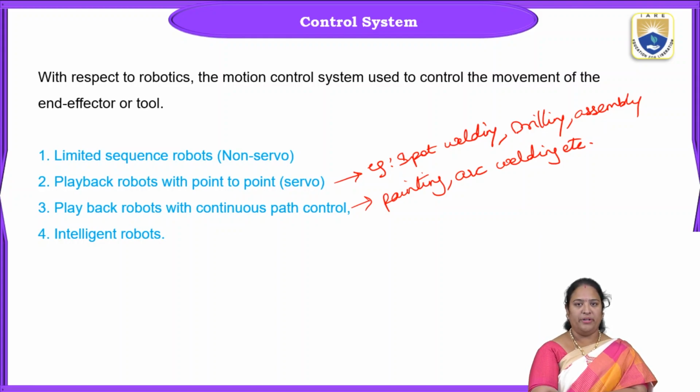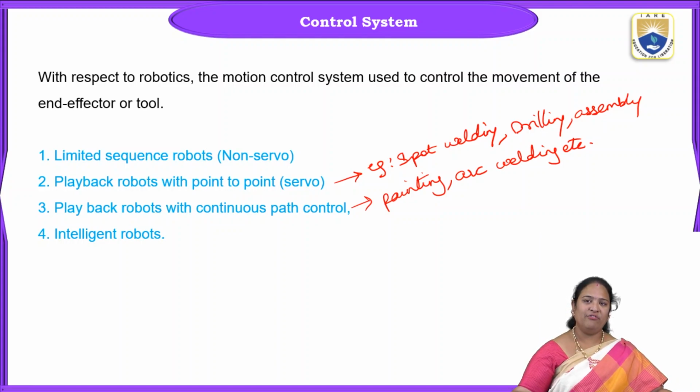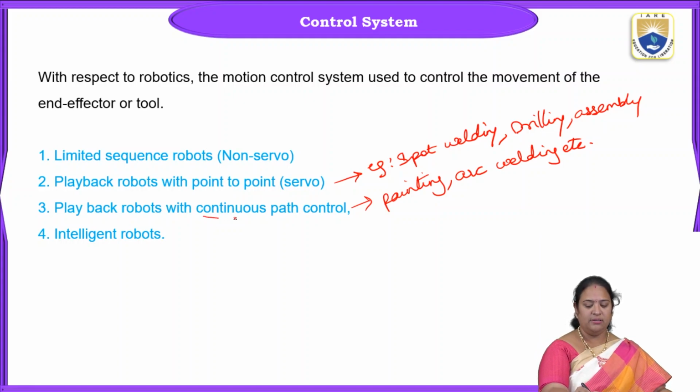Whereas in the continuous path control system, the robot will be traveling from one point to the other in a continuous path, that is, starting from one point and ending at the end part. The work will be done from starting to ending, like painting, thermal spraying or arc welding. All these cannot be done at only a single point, from point to point. The robot should travel a certain path to complete its task. That type of robot is called a continuous path control robot.